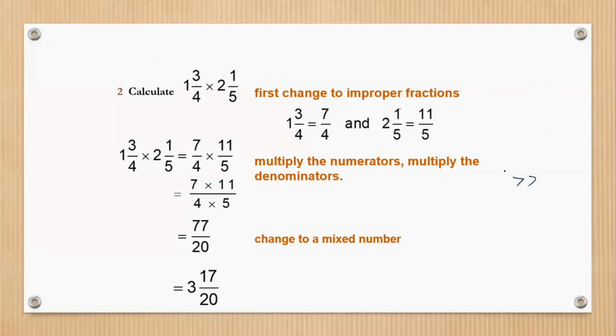I hope you have understood how to do this. So we divide, 20 3s are 60 and we get the remainder as 17. So this is how Q, R upon D. Remember, so this is 3 17 by 20, your answer in the mixed fraction.